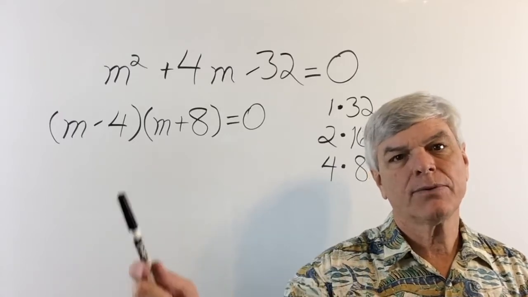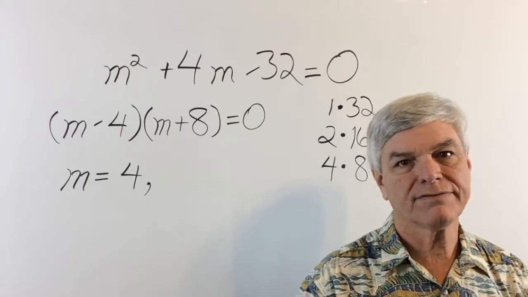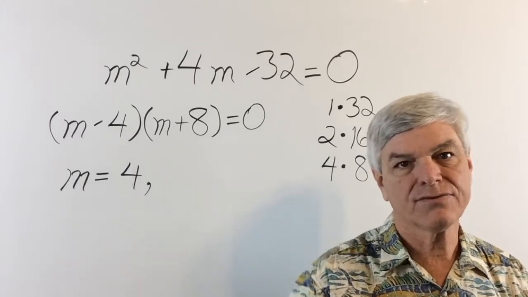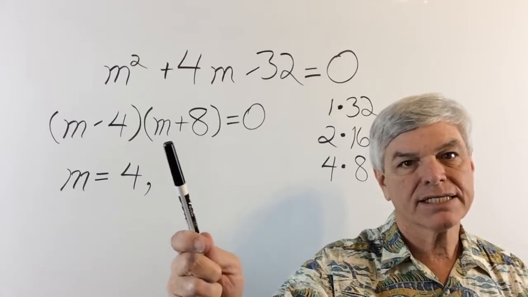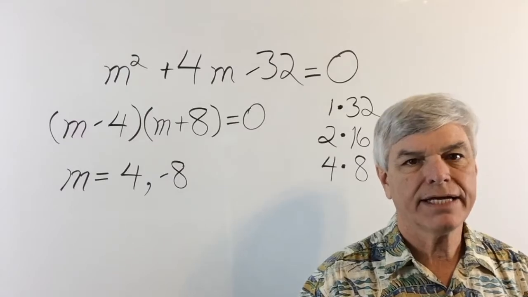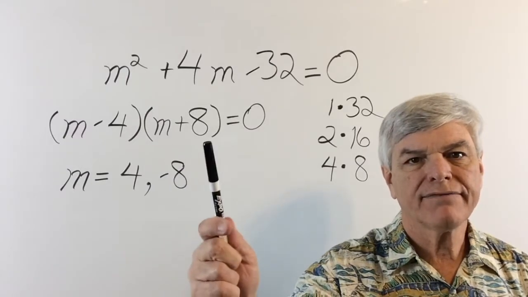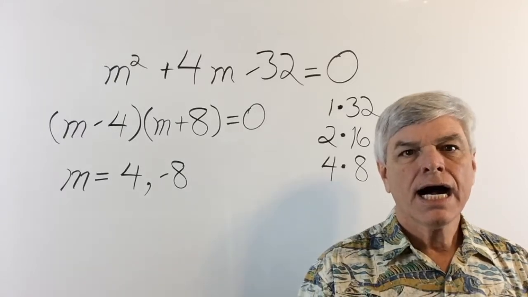So let's see. We have negative 4. m equals positive 4. Positive 4 minus 4 equals 0, so that's good. And I have positive 8, which means m is going to be negative 8. So look, negative 8 plus 8 is 0, so there's a good answer.